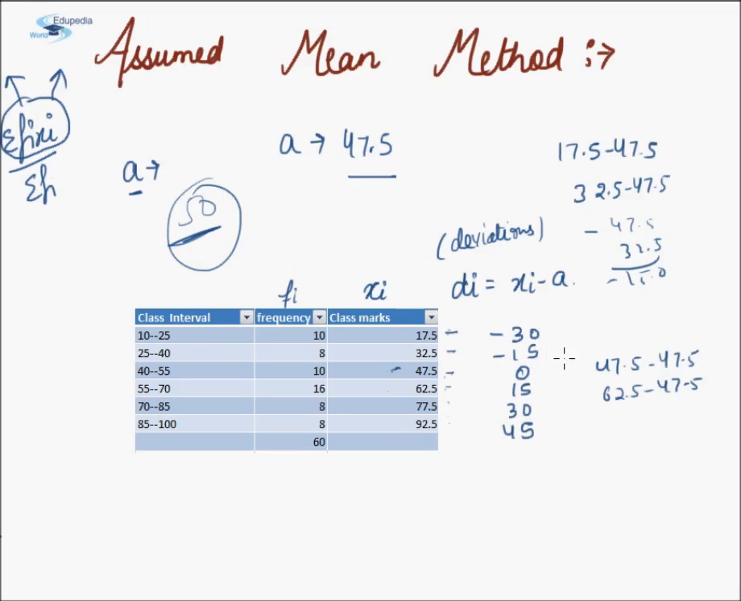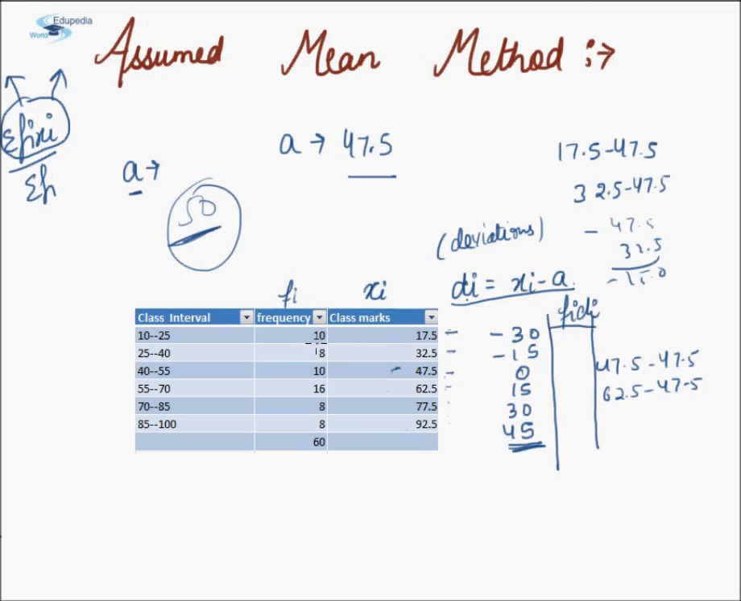So now we have somewhat reduced the values of class marks by forming a different column of deviations. See, here the upper value was 92.5 and here the maximum value is 45. Now let us make another column of product of this fi and di, that is, deviations with frequency.